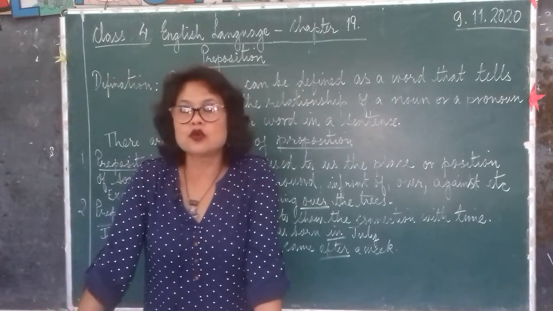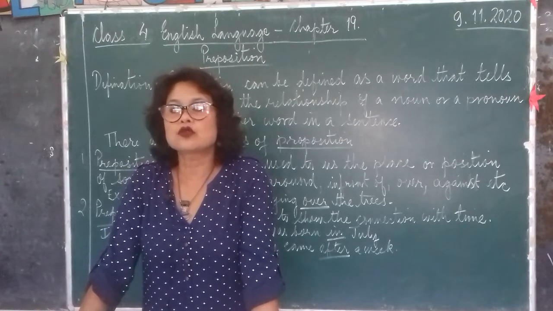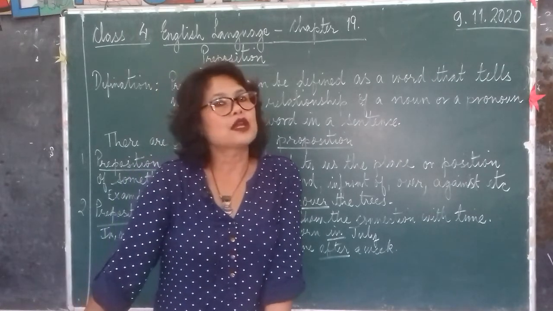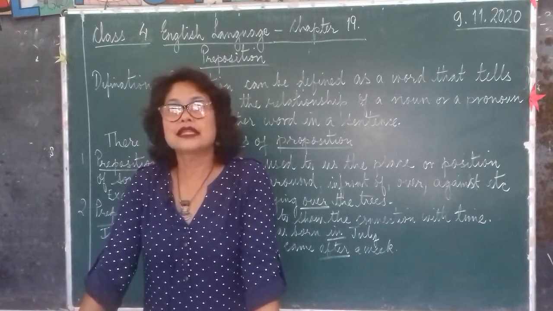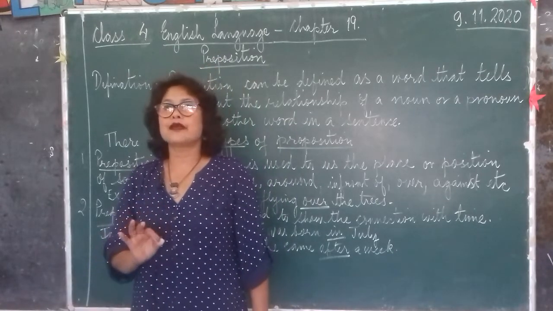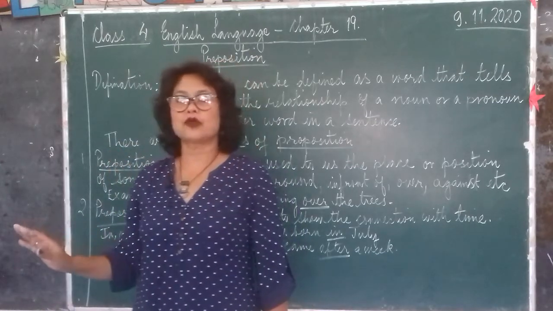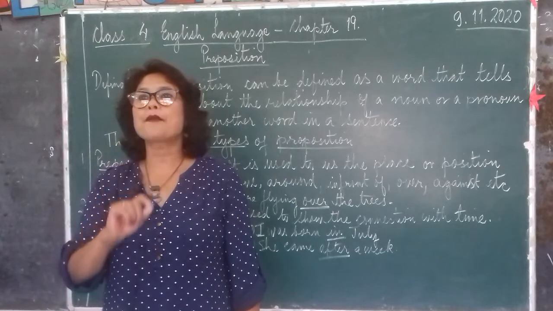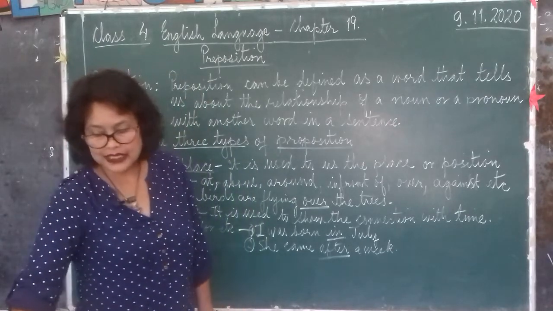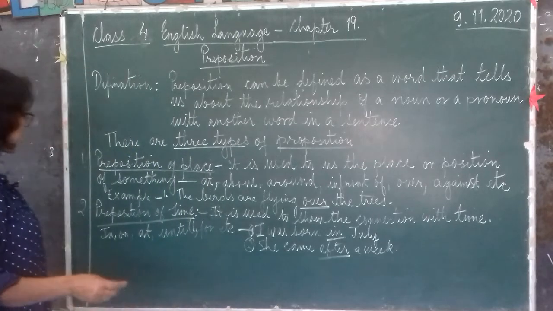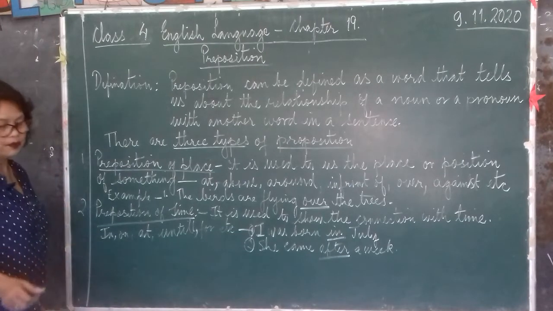I joined school in 2020. You cannot say I joined school over 2020. See, prepositions are very important, because if you use the preposition correctly, the sentence will be correct. But if you use a wrong preposition, the whole sentence will be wrong. Now the next one is preposition of movement.